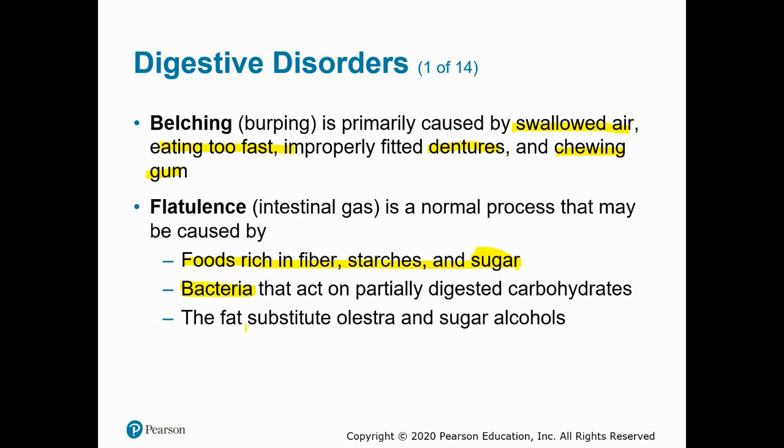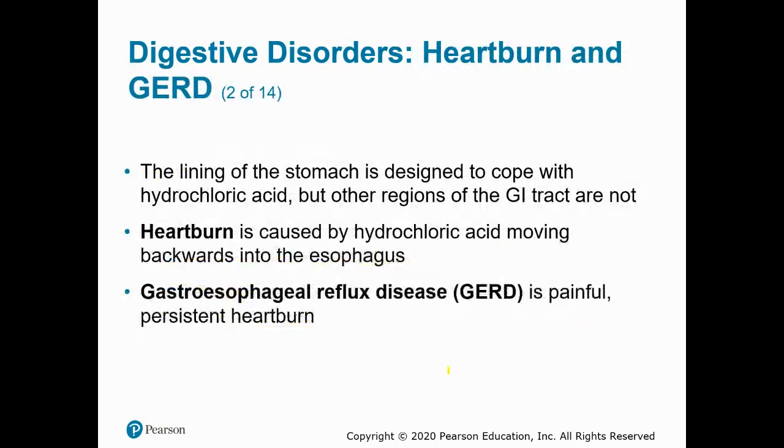And then some other components of our food, like fat substitutes, so foods that might contain some trans fats, or foods that might contain, again, added sugar or sugar alcohols, are usually going to disturb the gut microbiome and cause a little more stinky and some maybe even painful flatulence.